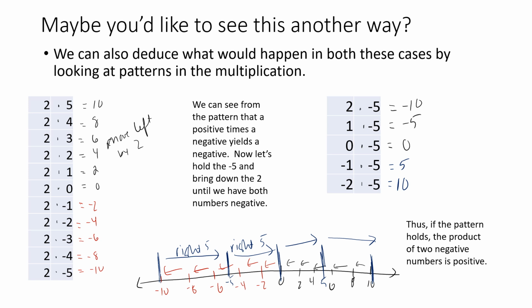So you can think about it as repeated addition, whether you're moving to the right or moving to the left, or you can think about this as these patterns, and we see the patterns in the numbers. And if the patterns hold, which we have no reason to think that they wouldn't, then we would end up with positive numbers when we're multiplying 2 negative numbers.